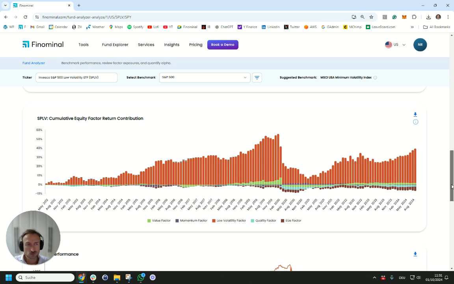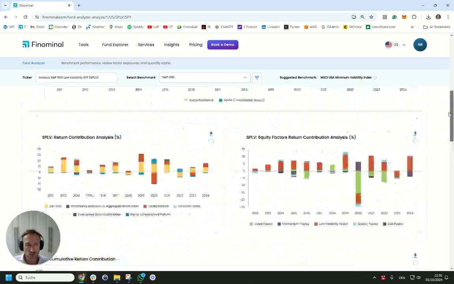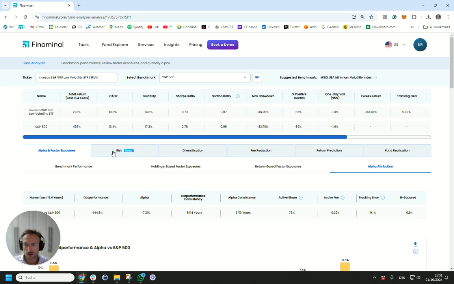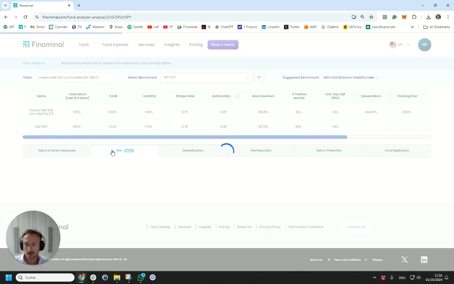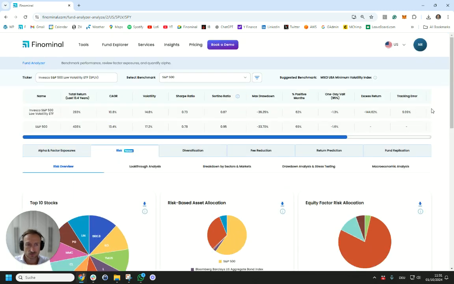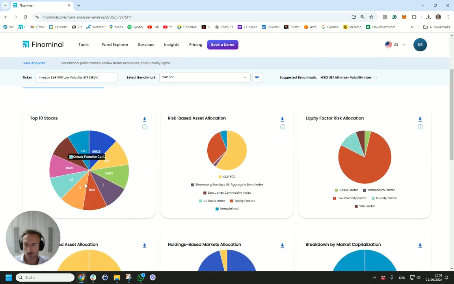Now, that's with regards to factor exposure analysis, benchmarking, and alpha. We can move on to analyzing the risk of this ETF. So we do see, for example, here the top 10 stocks. We see the risk-based asset allocation. It's primarily stock market with a little bit of equity factors. Again, which equity factors? It is the low vol factor that explains the performance.